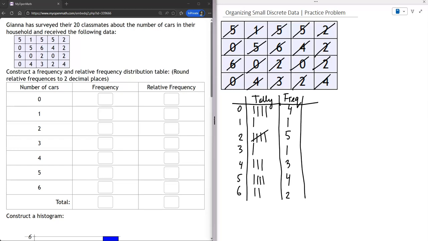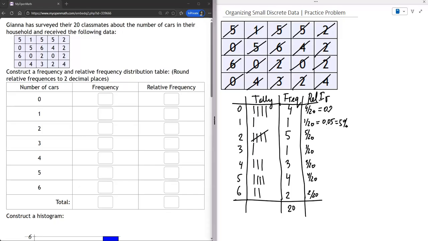To compute relative frequency, we first find the total, so we add all the values in this column. And then we divide each observation by that total. And I know that 1 over 20 is 0.05, which is 5%.